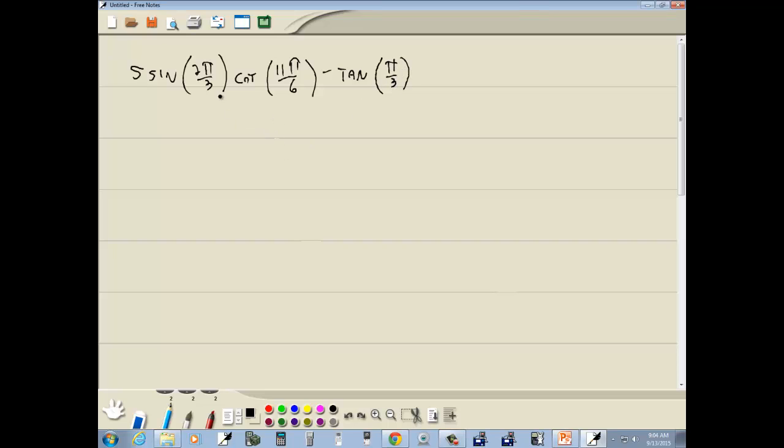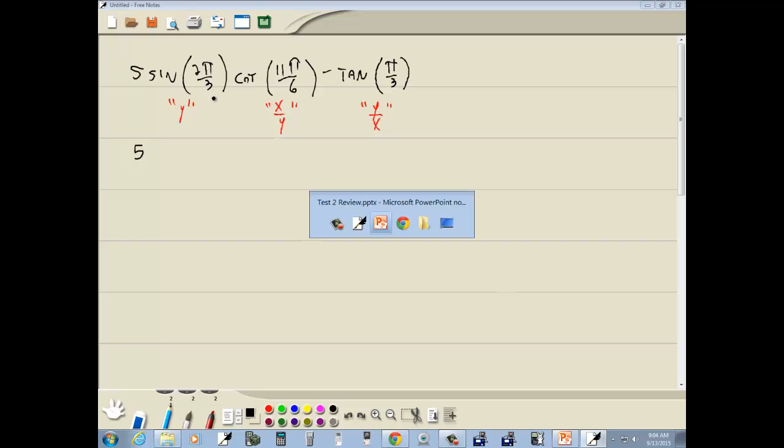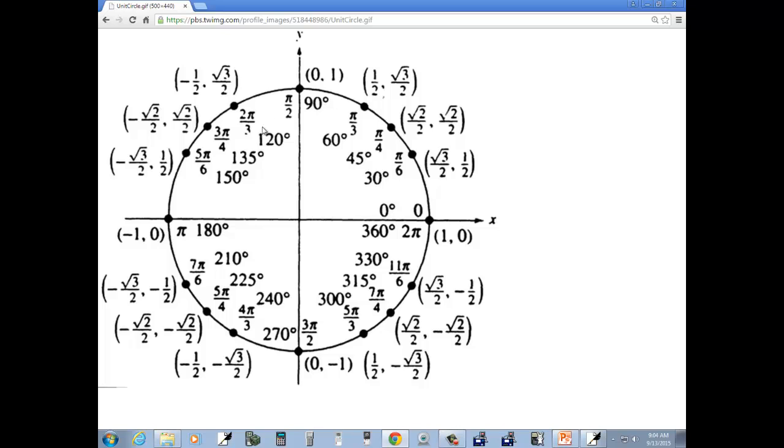Well, first thing to notice, 2 pi over 3, 11 pi over 6, and pi over 3, none of those are greater than 2 pi. So if I go to my unit circle, I'll find all those on there. Now sine is equal to y. Cotangent is equal to x over y. And tangent is equal to y over x. So we're pretty much just going to look on our unit circle and see what all these values are. So 2 pi over 3, well, here's 2 pi over 3. Here we got x and y, and we said sine was y. So we're going to have square root of 3 over 2.